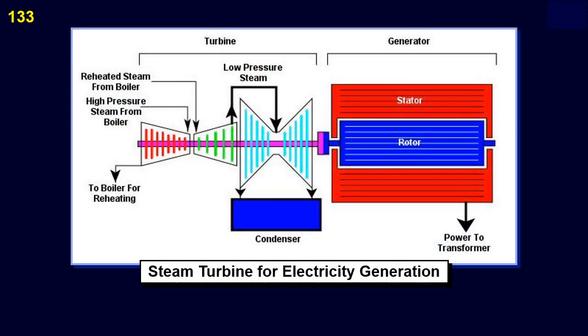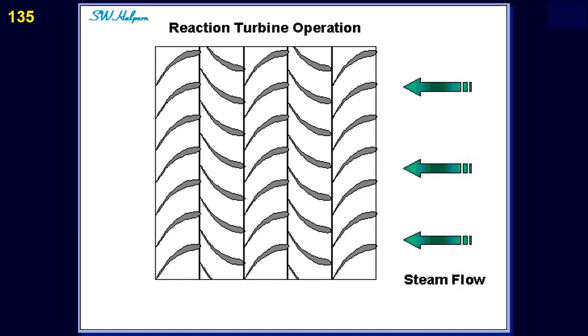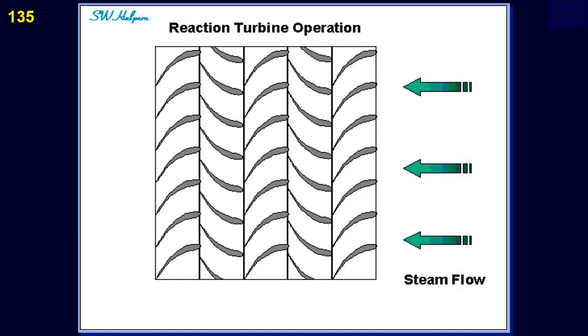Steam turbines for electricity generation. These are the impulse and reaction types of steam turbines. This shows the operation of the reaction type of steam turbine.